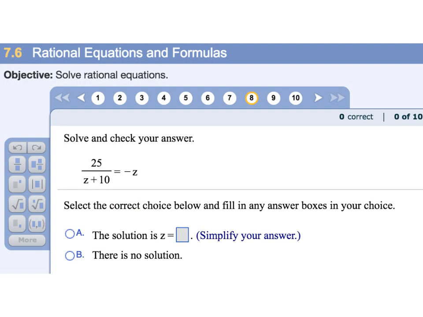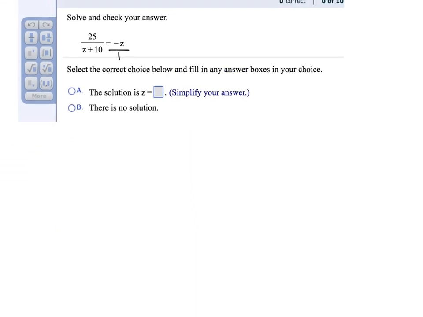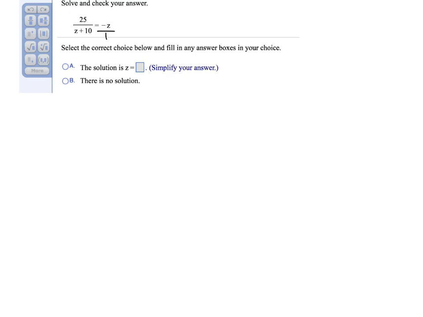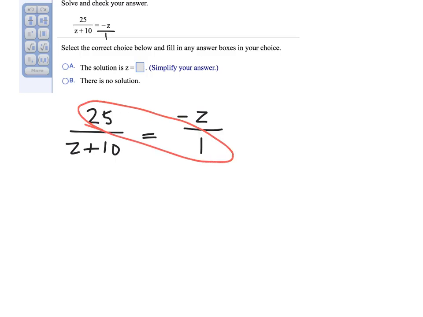Now here, this does not look like we have a fraction equaling another fraction, but we do. That fraction right there is really negative z over 1. So we are allowed to use the cross products method. So you've got 25 over z plus 10 is equal to negative z over 1. And there's our cross products that we're allowed to use right there.